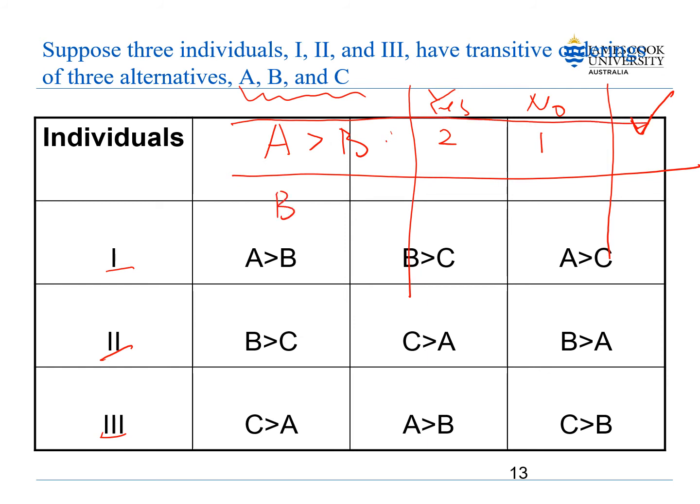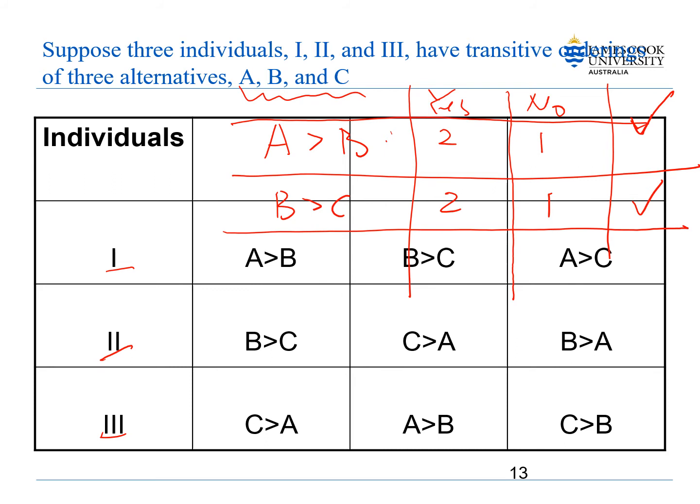What about B better than C? Person 1 will vote yes. Person 2 will vote yes. Person 3 will vote no. So again, we have 2 yes, 1 no. So the society, by using the majority voting, will think yes.